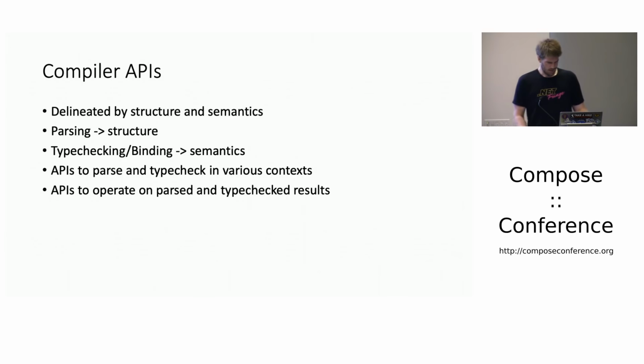So when we think about compiler APIs, we distinguish between structure and semantics. The structure of a program is generated via parsing, so we can see the shape of what's going on. And type checking or binding, depending on the nomenclature of your language, provides semantics, which is fairly straightforward. And so you want to have APIs to be able to parse and type check in various contexts. It may be a single file sitting in space somewhere, or it could be a file that is grouped with other files in a project, or that project may be a part of other projects, and you want to understand the context in which everything is in.